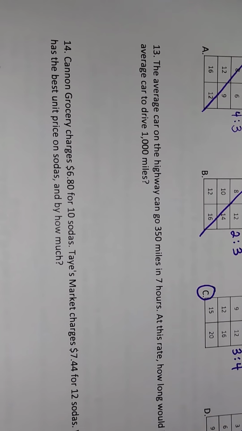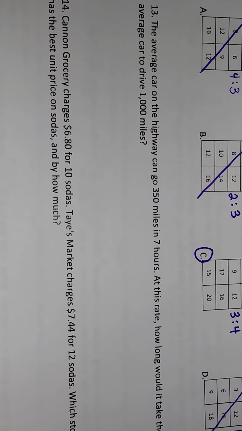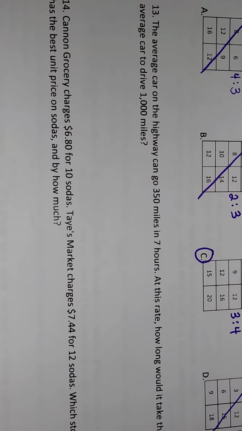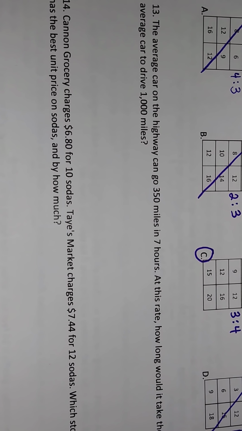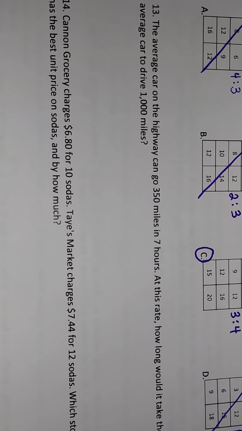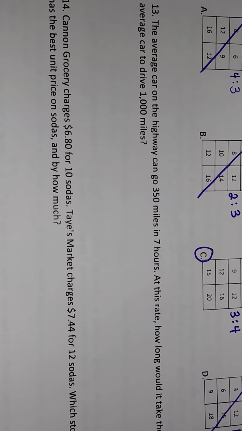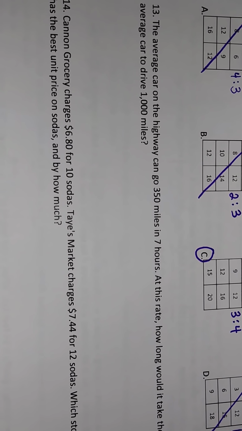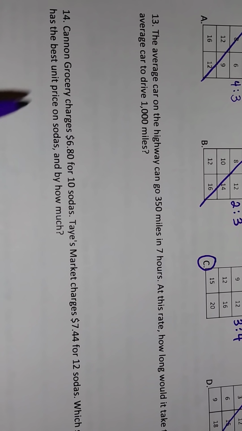Number 13. The average car on the highway can go 350 miles in 7 hours. At this rate, how long would it take the average car to drive 1,000 miles? So this one can be done 2 different ways. You can first find the unit rate and then do a ratio proportion to see how many hours it would take to drive 1,000 miles. Or we can do a quick proportion and solve it using cross multiplication. So I'm going to show you the first way, doing unit rate.